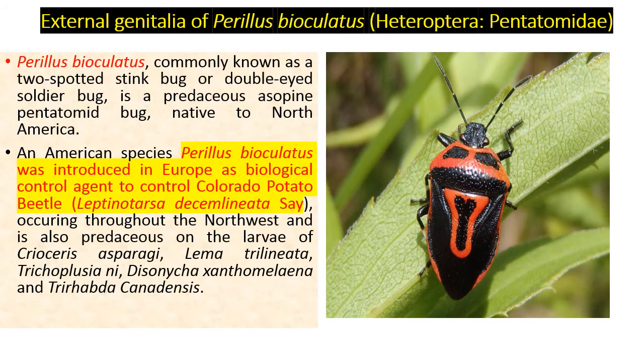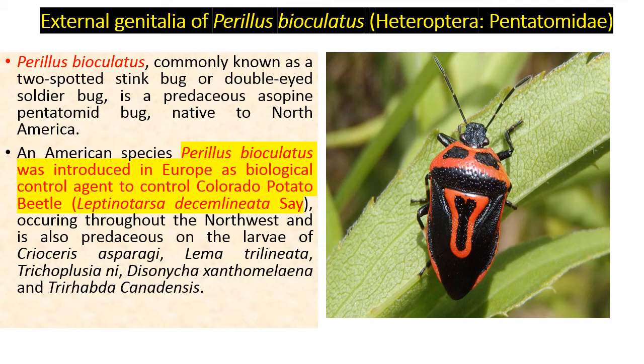I am just giving you an example of one of these insects. This is the external genitalia of Perillus bioculatus. It is a predatory bug, belonging to the order Heteroptera and family Pentatomidae. It is the two-spotted stink bug.